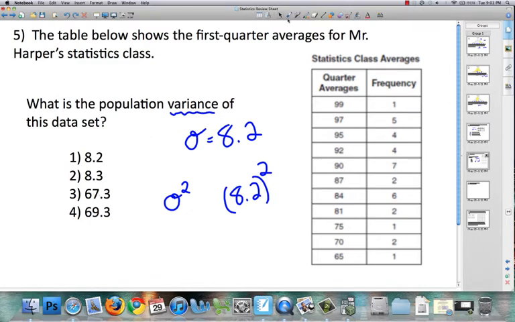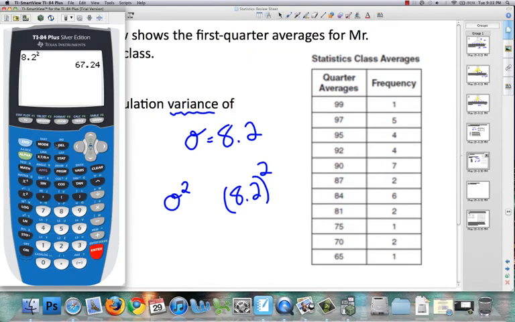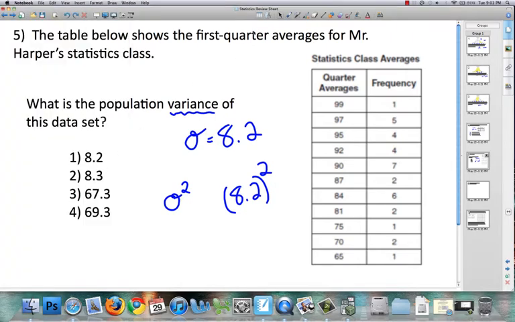which is approximately 67.3 if you actually used this long value here, 8.20432937, and square that, that would give you approximately 67.3. So when we square 8.2, we get 67.2, which would be right here.